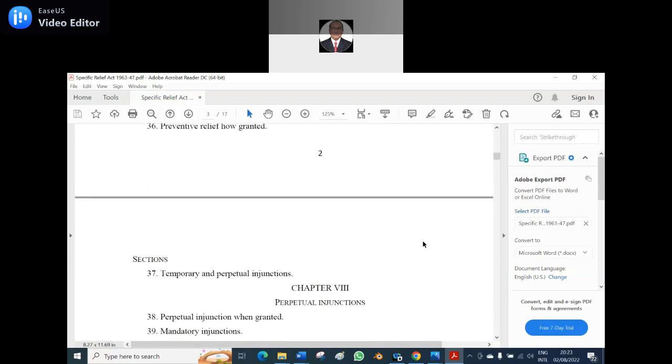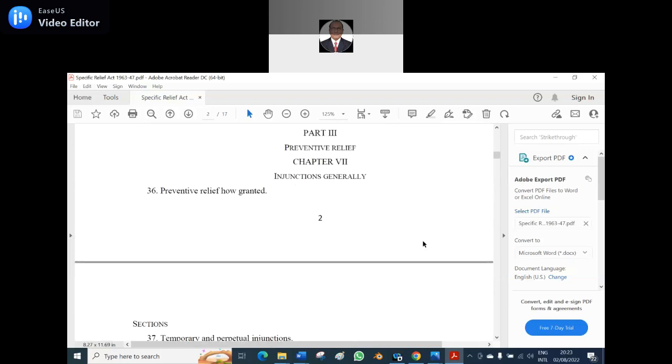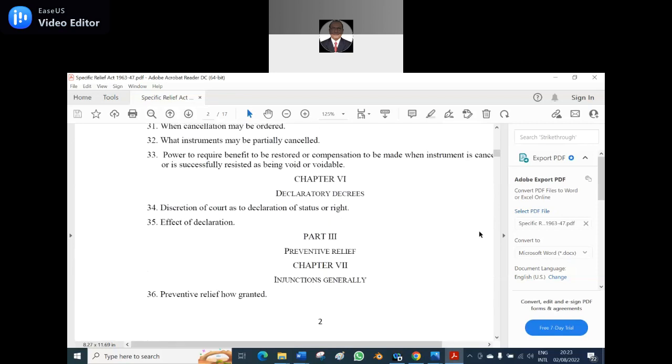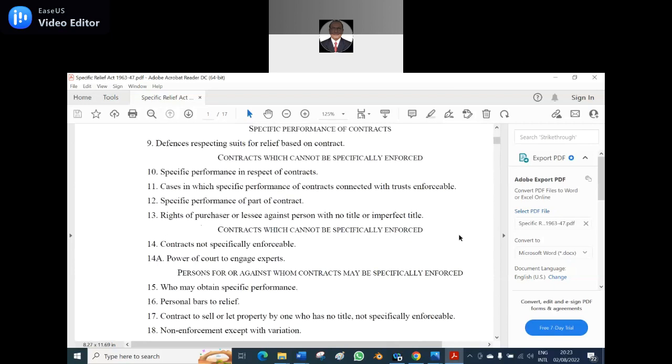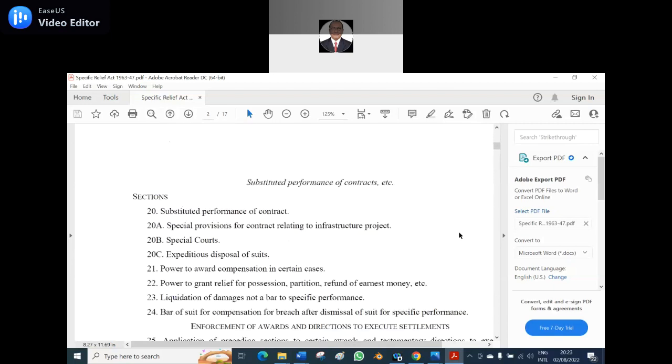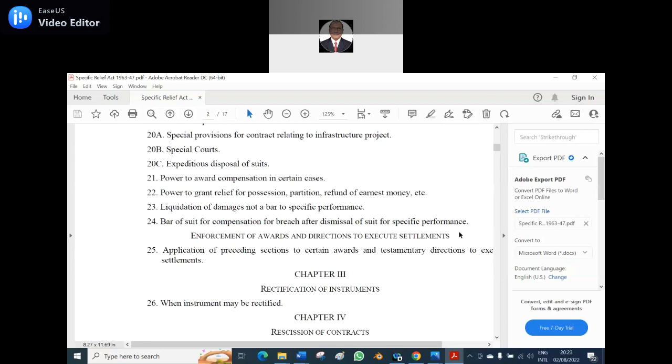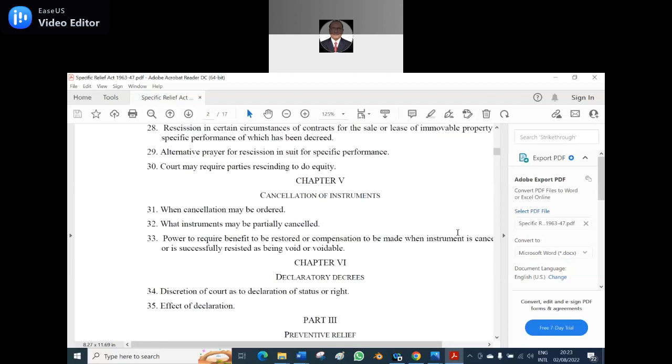Is it one section? No. Chapter 3 is the one section. That is section 26, not part 3. In chapter 3, there is only one section. I will scroll you there. Yeah, that is only 26 where an instrument may be rectified. Chapter 3. So, why I am showing this means probability would be there.